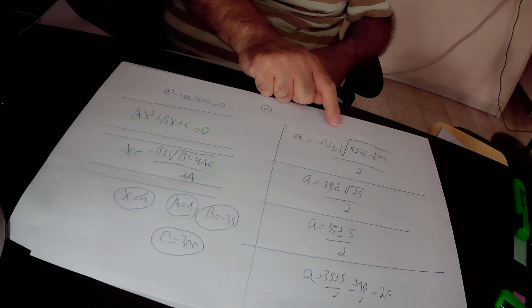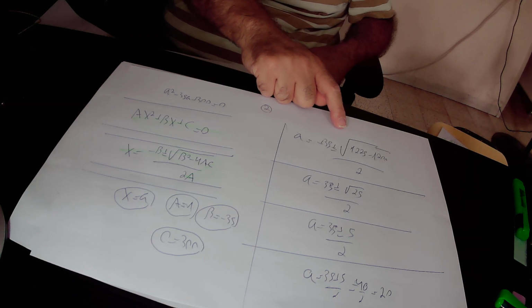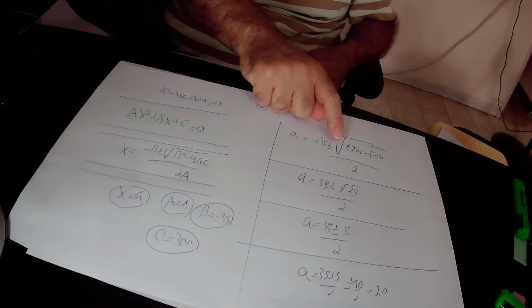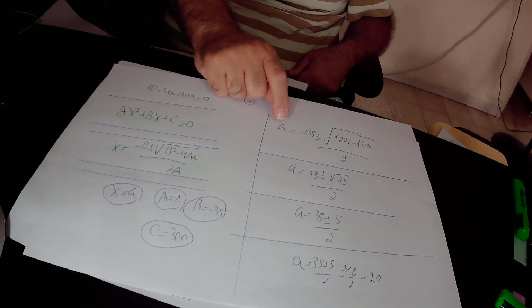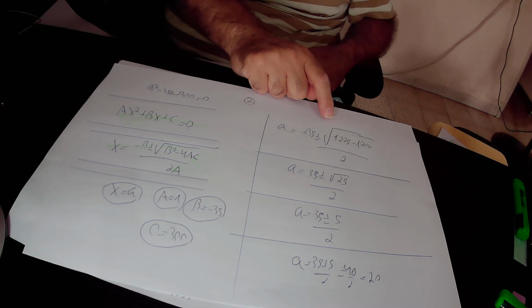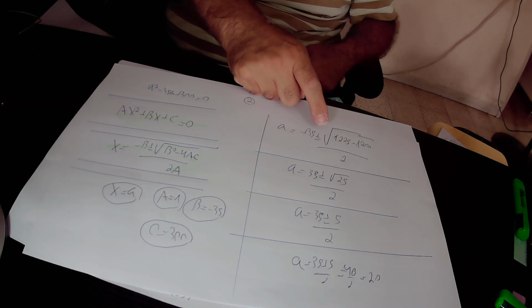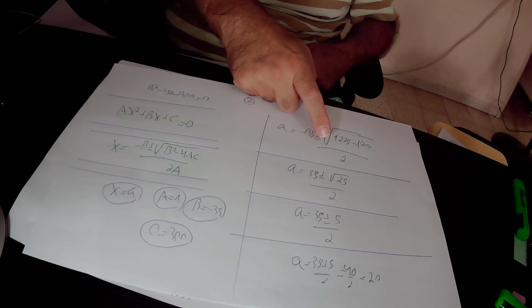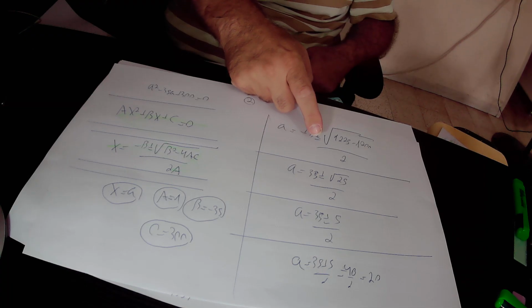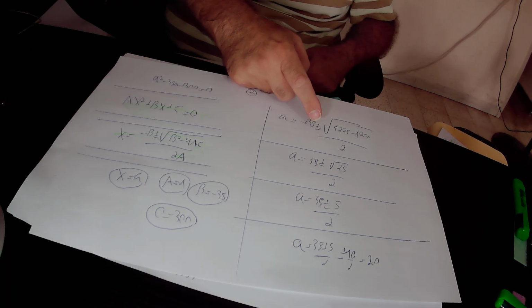So inside the root we have 2025 minus 1200, over 2a. a is 1, so 2a is 2 times 1, that is 2. So a equals 45 plus minus the square root of 825... so inside the root only 25 is left, over 2. So a equals 35 plus minus the square root of 25, which is 5, over 2.